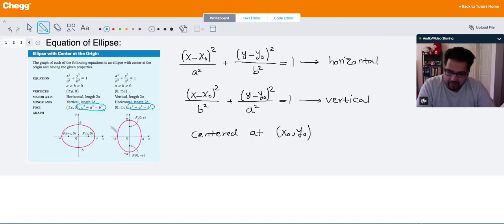So the key things that you have to know: the first one is if the denominator of x squared is greater, you have a horizontal ellipse, and if the denominator of the y squared is bigger, you have a vertical ellipse. Also you need to know the relationship between c squared, a squared, and b squared, which is this equation here, and you need to be able to identify the major and the minor axis. So this is all the information about the ellipse. That's enough to know. Let's start doing a problem and see what happens.